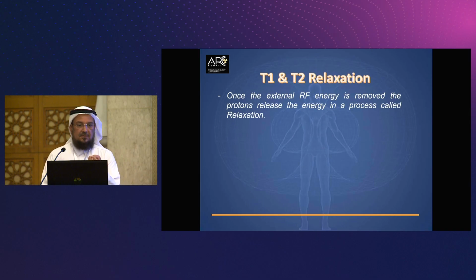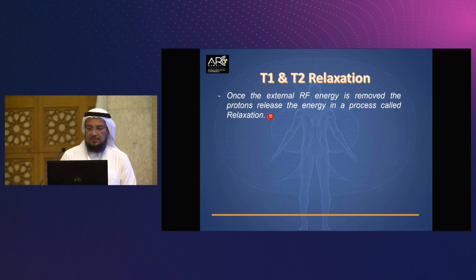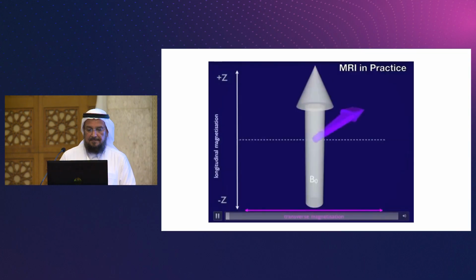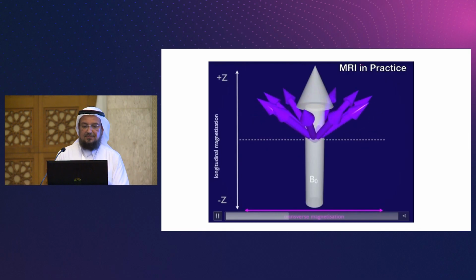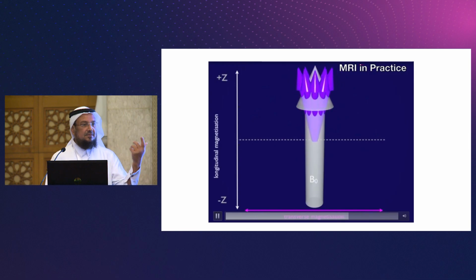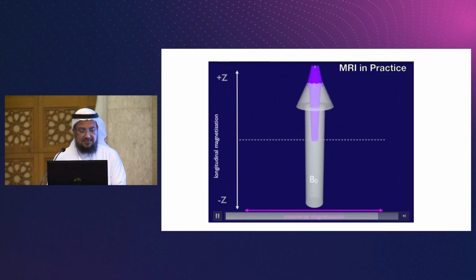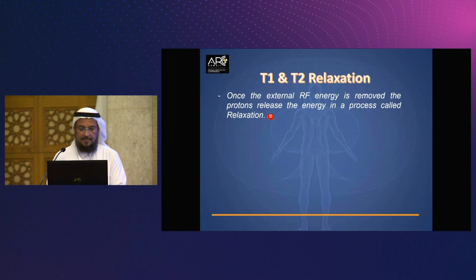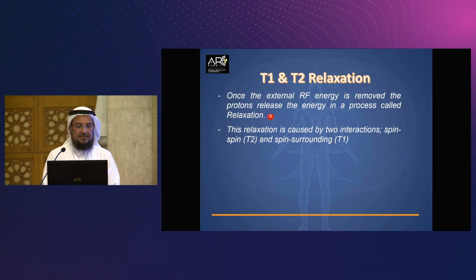So first, they will dephase, as we can see. Once the external RF energy is removed, protons release the energy in a process called relaxation. As you can see, they will start to distribute, or dephase. At the same time, they will go back to the original location, which is the main magnetic field direction. This relaxation is caused by two interactions, spin-spin and spin-surrounding. So we call them T2 and T1.